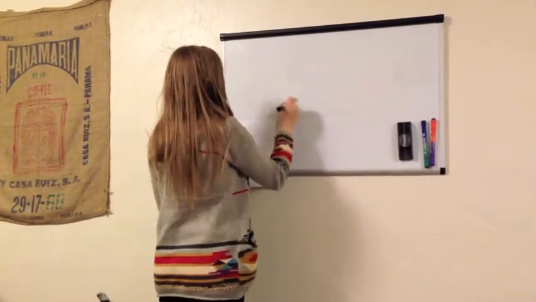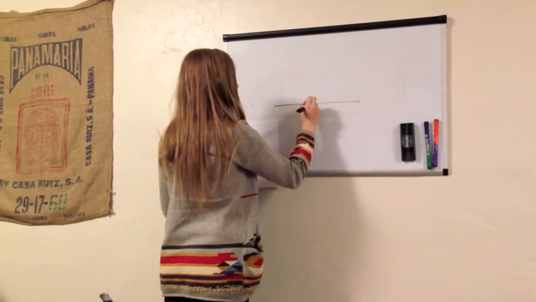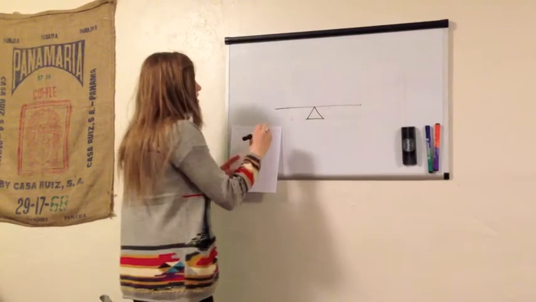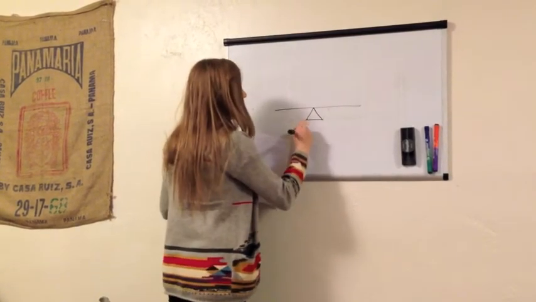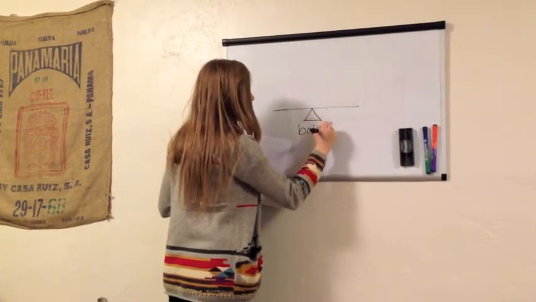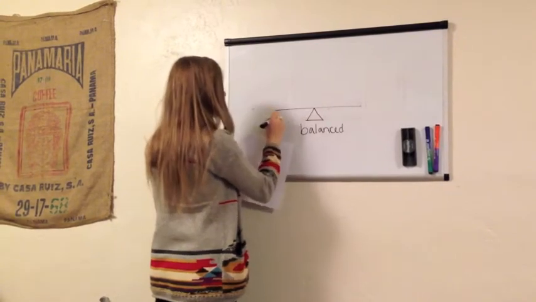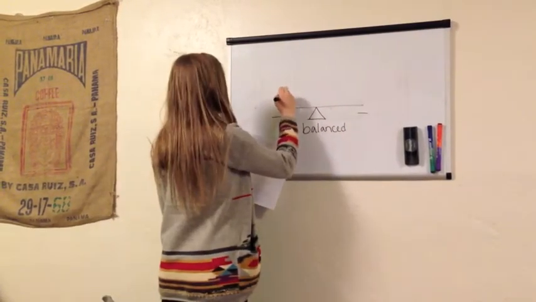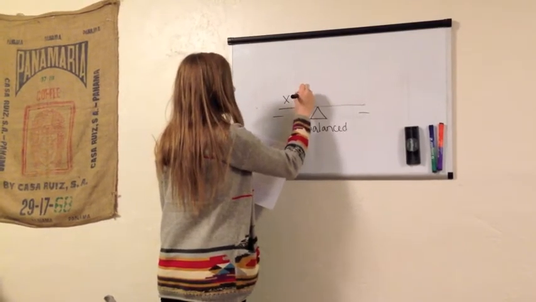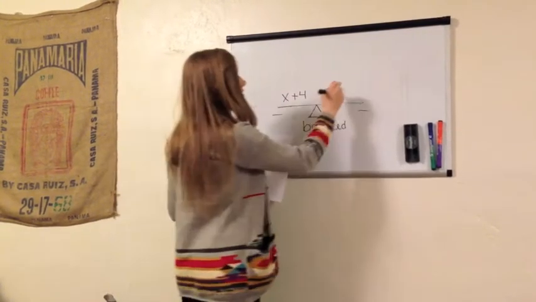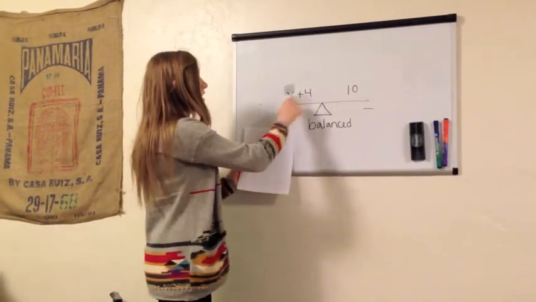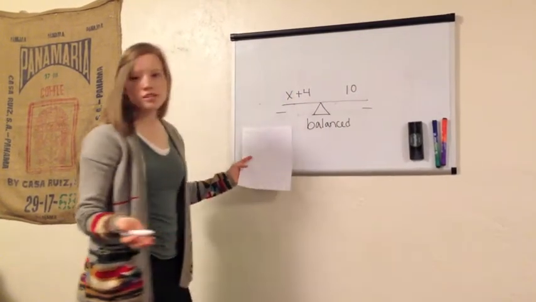Now we know that equations must look like a scale, right? Or they must work like a scale. And that means that they have to be balanced on both sides, right? So over here and over here. So for instance, if we have x plus 4 on this side of this scale, and we have 10 on this side of the scale, we have to have an even number of objects on both sides, right?